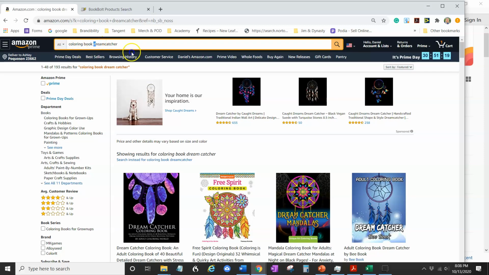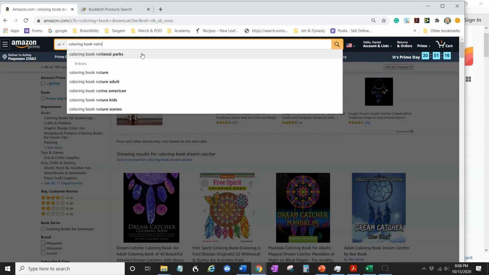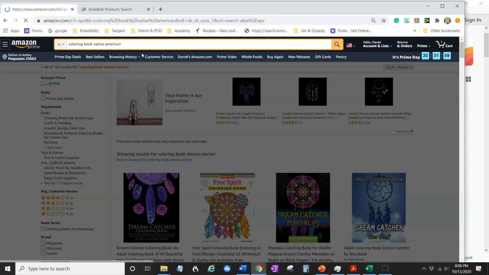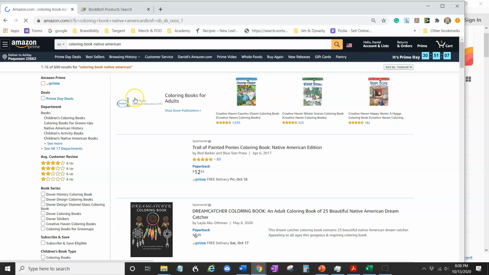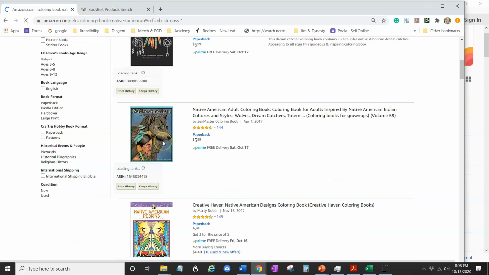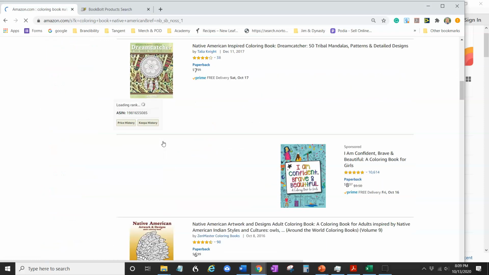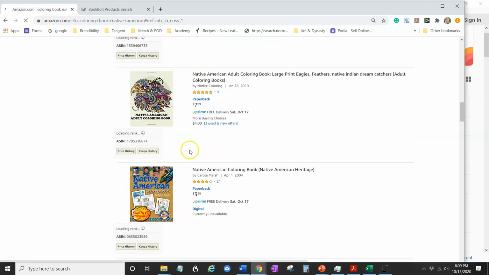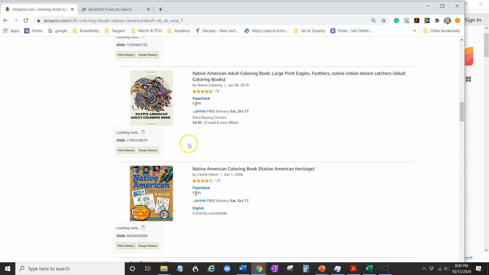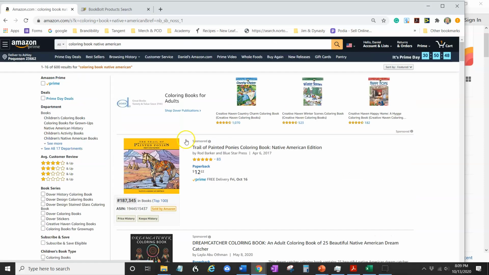So for coloring book, we're going to type Native American in caps lock, right? You'll see some of the same ones that you saw before. And like I said, ignore the stuff that says sponsored, because they're just paying for the space. But you can see that this also has 600 results.